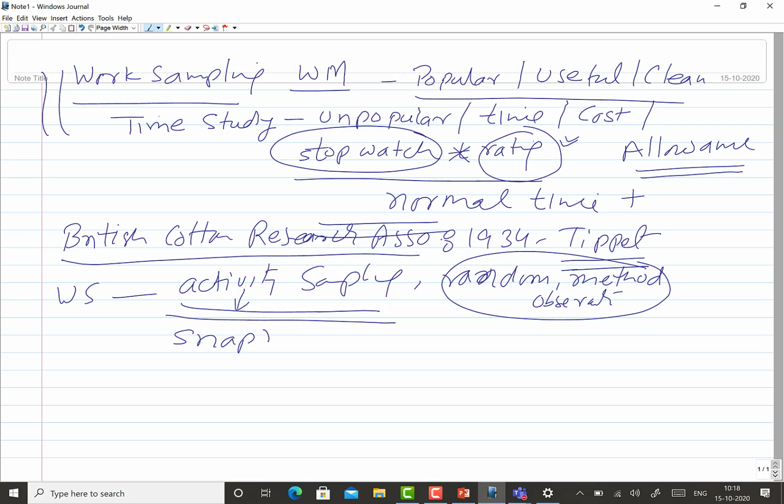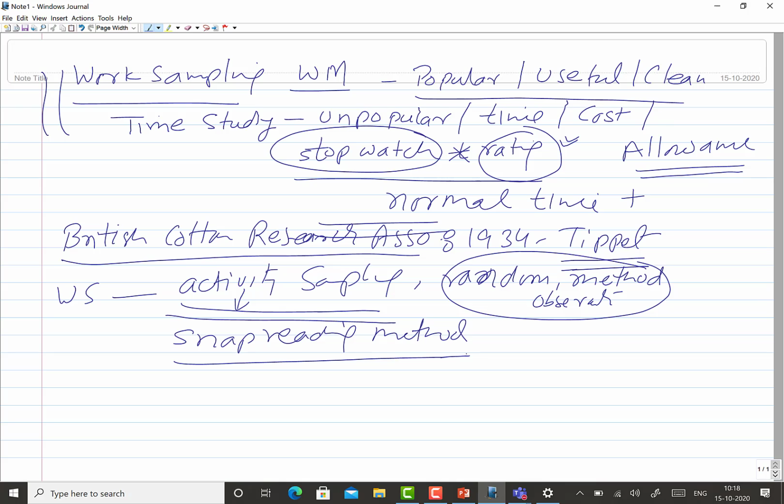Then there is a snap reading. Another name is the snap reading method of work sampling, and this is another typical feature of work sampling, wherein the work study man will just go onto the shop floor and at a glance see what is happening. It's just like clicking an image of the shop floor and analyzing it. So at a particular instant, what is happening on the shop floor is snapped, observed, and that is why it is also called the snap reading method.